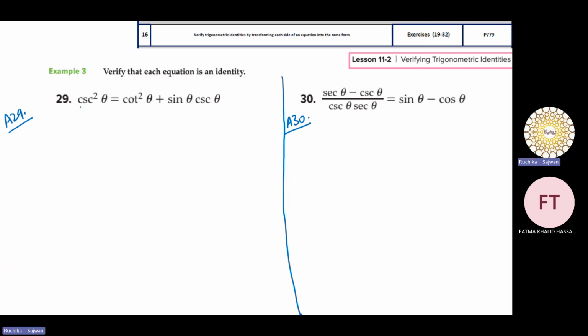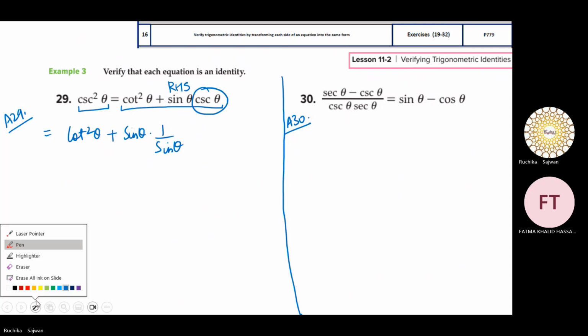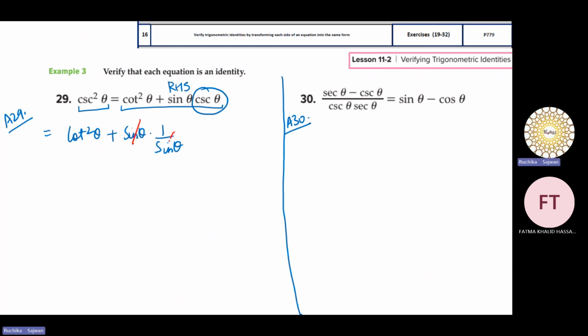Okay, now I hope you're able to identify out of these. We have to begin with the right side because it has more options for us to simplify. So I'm going to replace cosecant theta with its value. So cot square theta plus sine theta multiplied with cosecant, which is the reciprocal of sine. So I will do that. Now you will see some cancellations happening. So we are just left with 1 plus cot square theta, which is a Pythagorean identity, cosecant square theta.